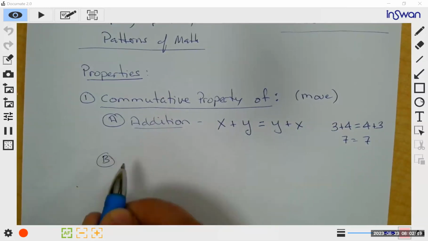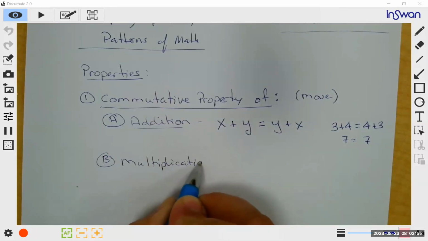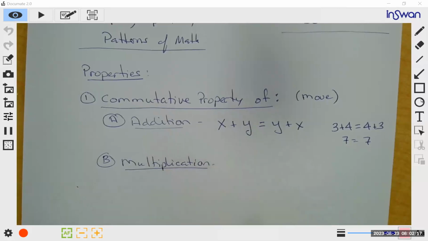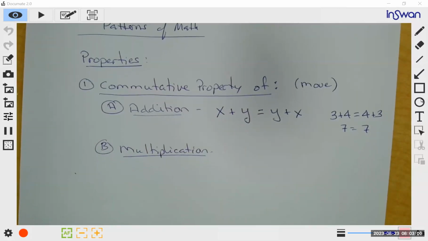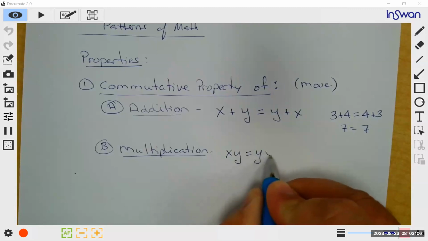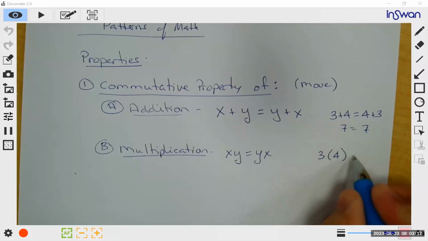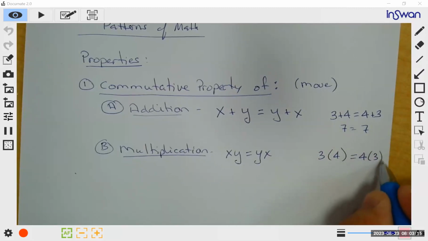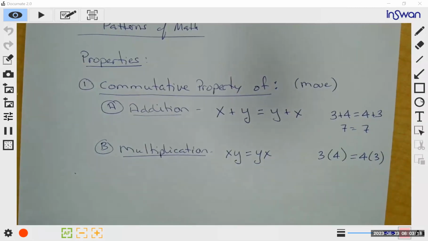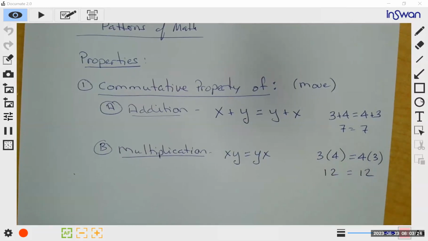The second commutative property is that of multiplication. What that one says is X times Y is equal to Y times X. 3 times 4 is the same thing as 4 times 3. They both equal 12. So that's the commutative property. In other words, we're going to move them around as we want to, as we need to.